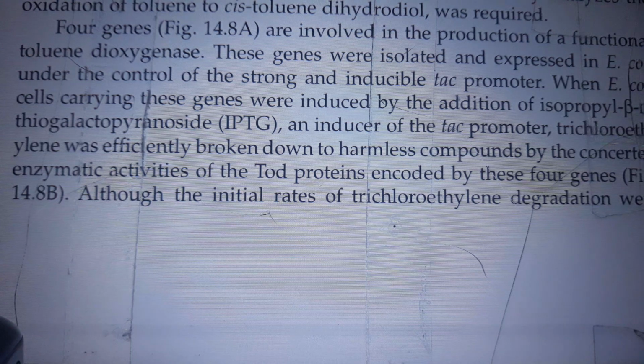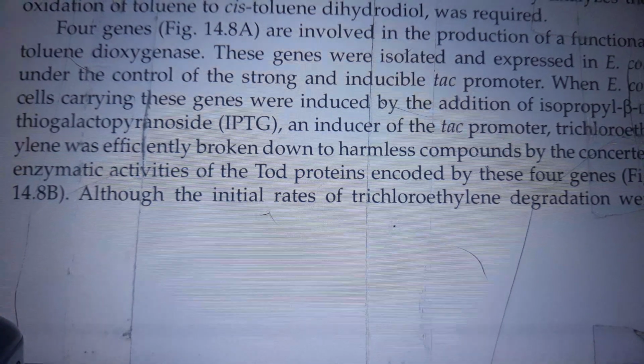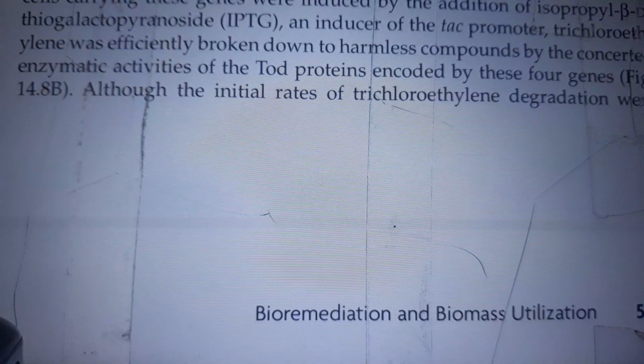These genes were isolated and expressed in E. coli under the control of the strong and inducible tac promoter. When E. coli cells carrying these genes were induced by the addition of isopropyl 1-thio-beta-D-galactopyranoside (IPTG), an inducer of the tac promoter, trichloroethylene was efficiently broken down to harmless compounds by the concerted enzymatic activities of the TOD proteins encoded by these four genes.